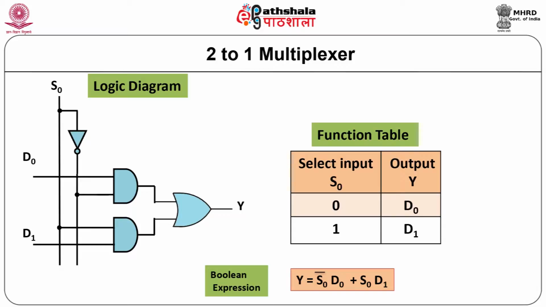The first AND gate has 2 inputs, one of them is from S0 bar and the second is D0, whereas the second AND gate receives directly the uncomplemented select line, that is S0, and D1. The outputs of both AND gates are given to the OR gate to provide the sum of product terms.